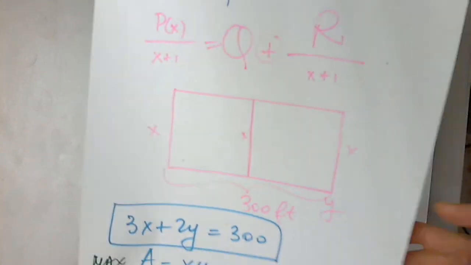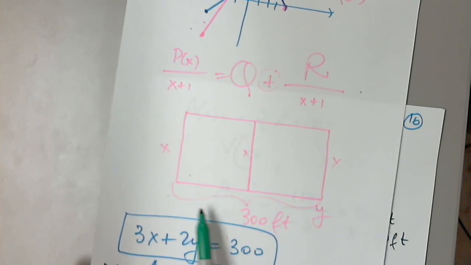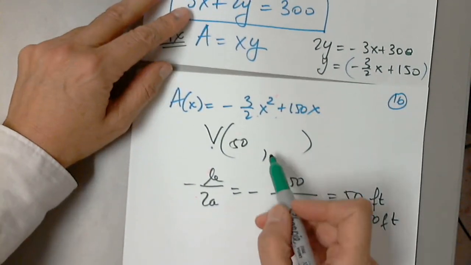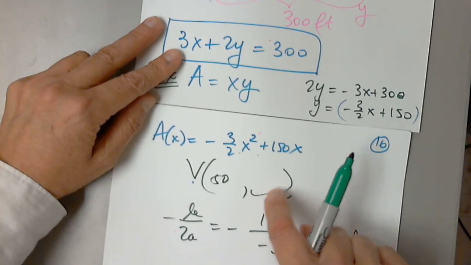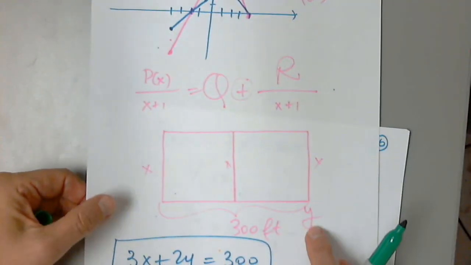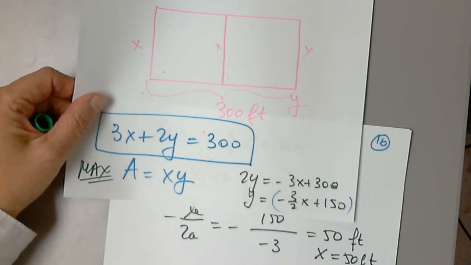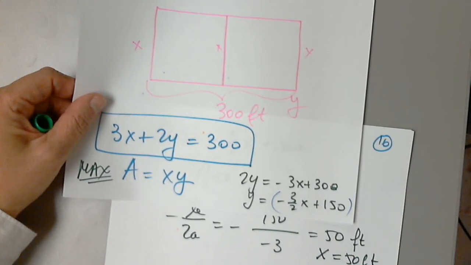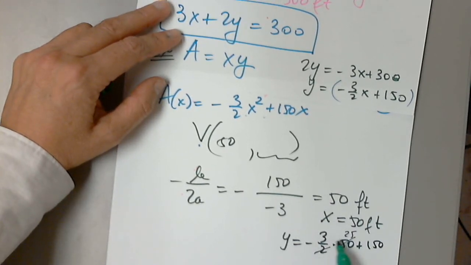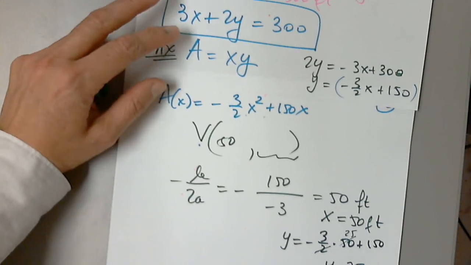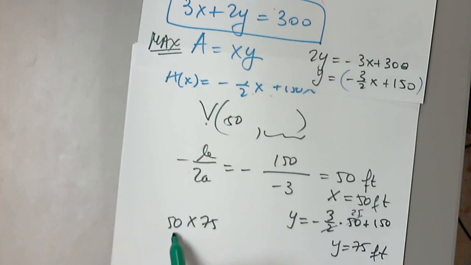I can immediately go back and determine the y. The y meaning the length of the garden. Not this. This will be a different y. This y is the function value at 50. But here, this little y is the length. So y equals negative 3/2 times 50 plus 150. This is negative 75, so y equals 75. So the garden is 50 by 75 feet.